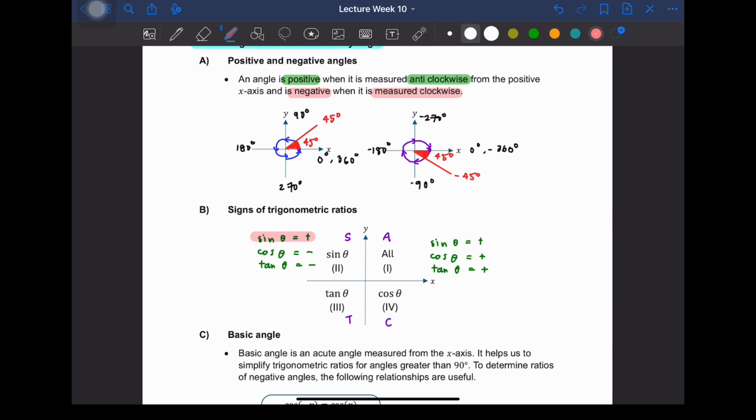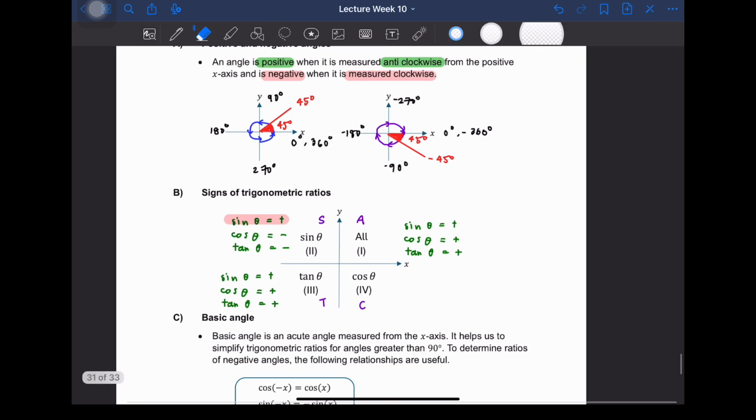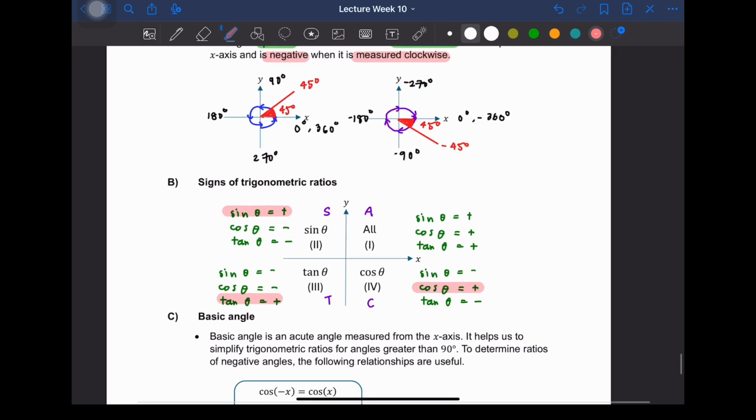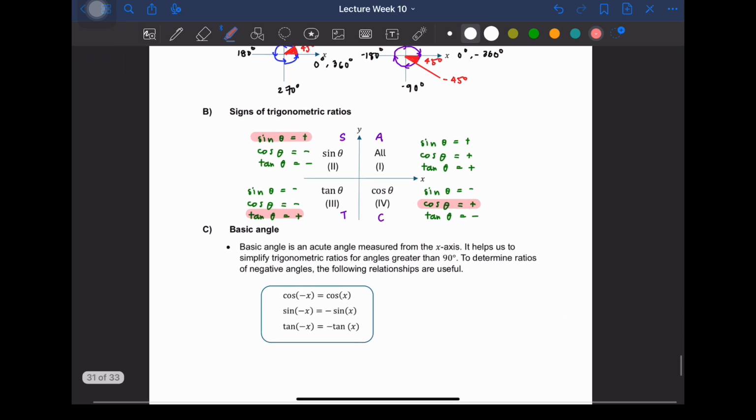And then for the third quadrant we have T, which means that only tangent theta is positive value. So other than tangent will be negative value. So sine theta is negative, cos theta is negative value as well. Only tangent is positive. And then lastly for the fourth quadrant, we have C. C over here means that only cos is positive. Other than that will be negative. Alright, settle. Like this.